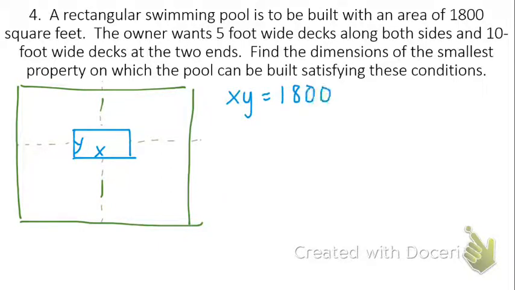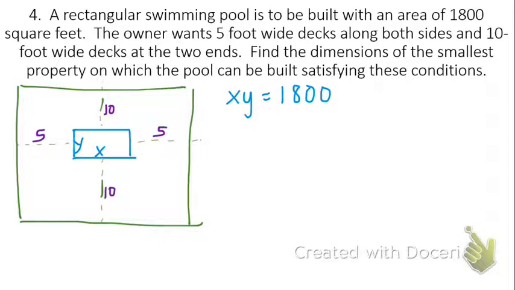Okay, then it tells me about this 5 foot and 10 foot thing. I did 10 foot here and 10 foot here. You can do it the other way, it really doesn't matter. So we're building this deck and we want 5 foot on one of the sides and we want 10 foot on the other side. And it's asking me the dimensions of the smallest property.